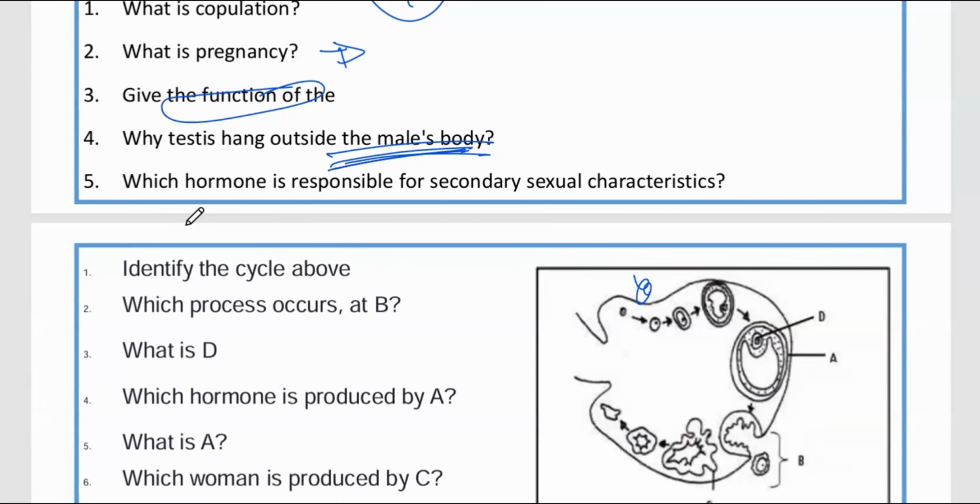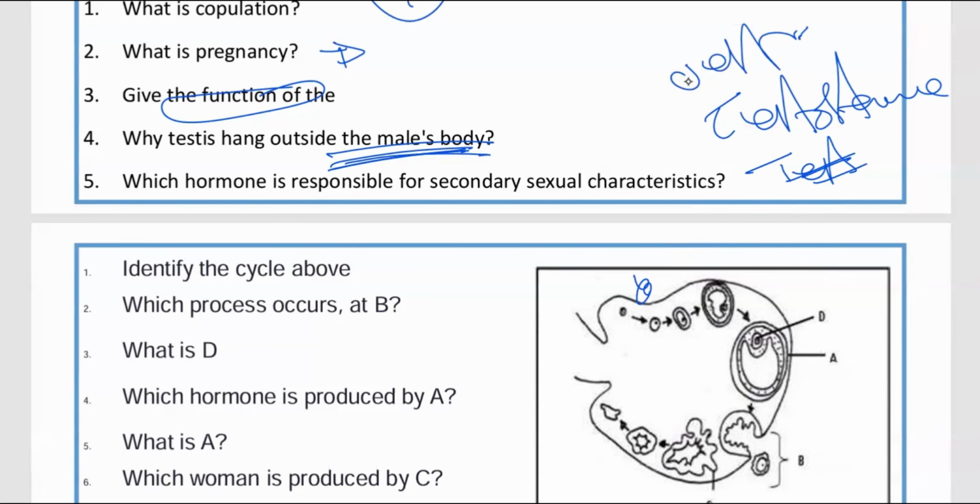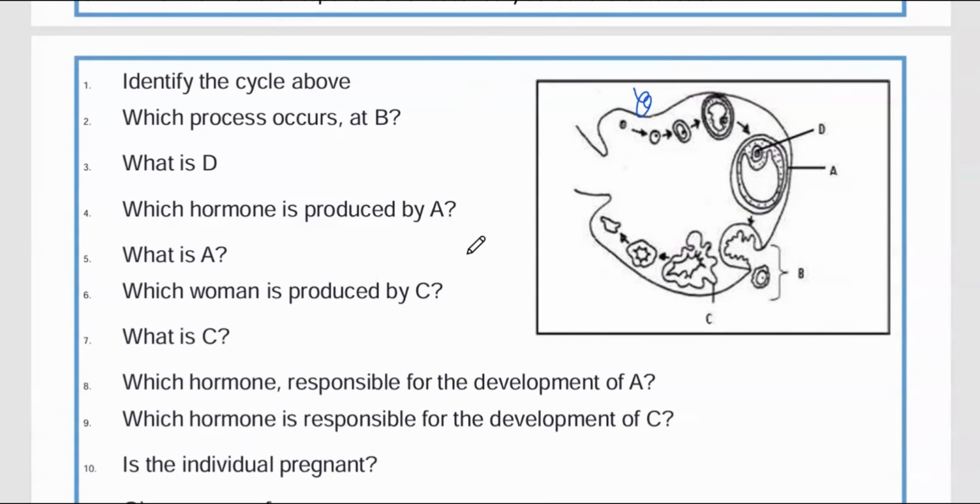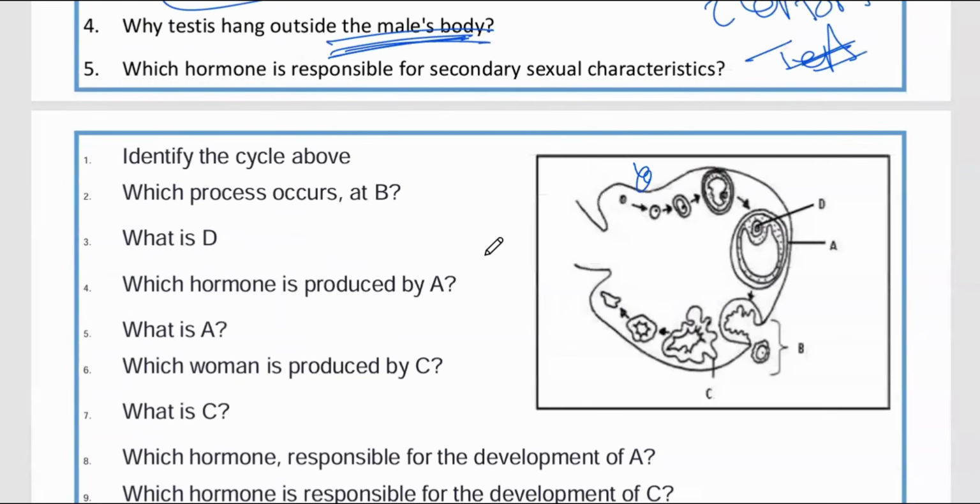body temperature. So which hormone is responsible for secondary sexual characteristics? You have to first identify where. In a male it is testosterone, and then in a female it is estrogen.